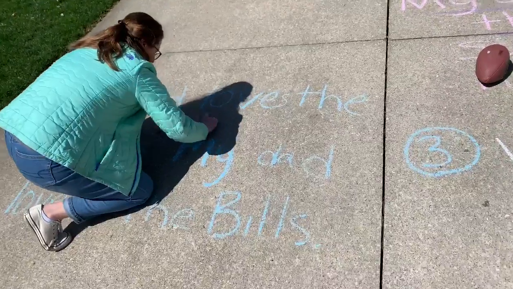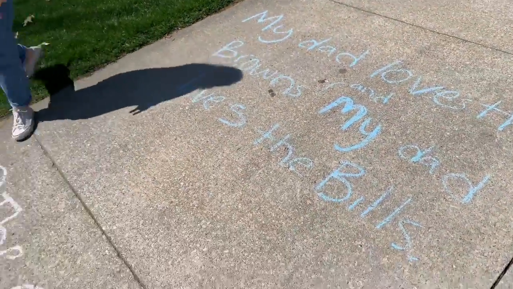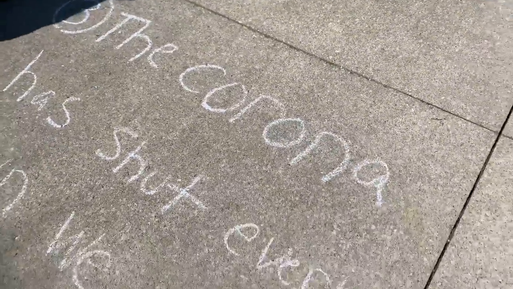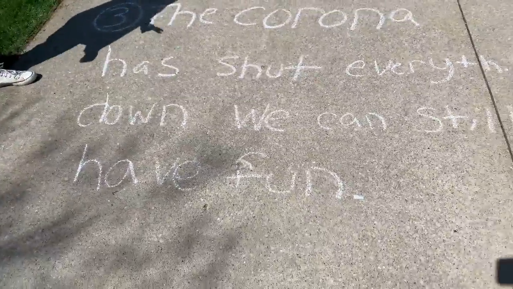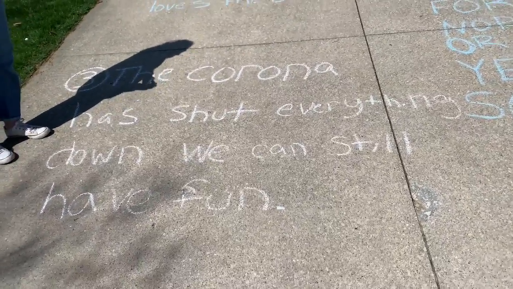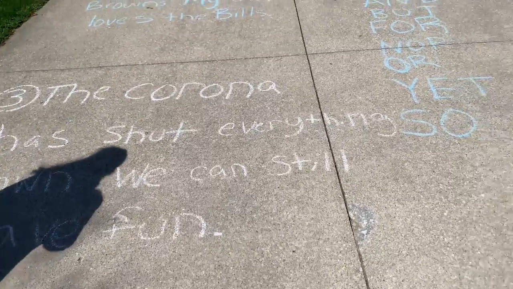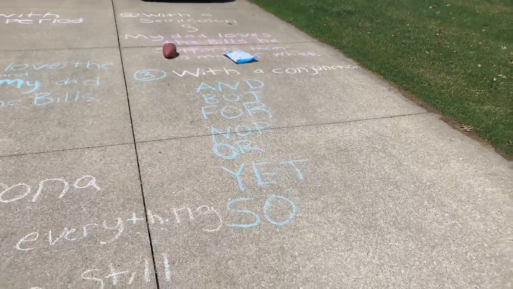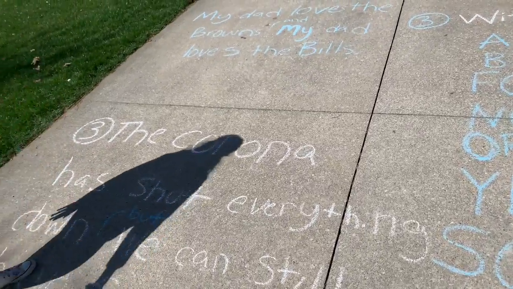And my dad loves the Bills. Here's another sentence. The corona has shut everything down. We can still have fun. These are two sentences combined into one. This is incorrect. So we know what we're going to do. We're going to put a conjunction. And for this sentence, I'm going to use the word but. B-U-T. All right.